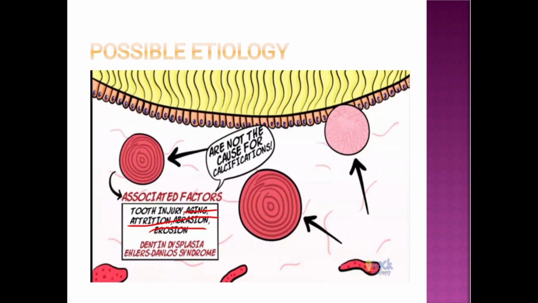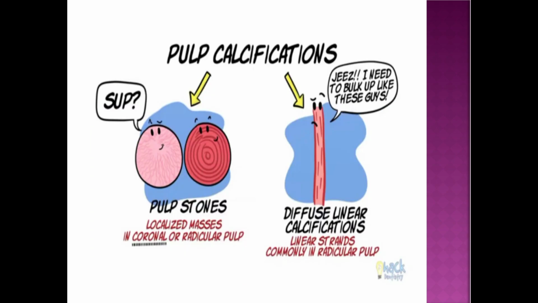Dentine dysplasia, Ehlers-Danlos syndrome. Pulp calcification occurs in those also. Then you have pulp calcification either in linear form or as pulp stones. As we talked about before, there are two types of calcification: either pulp stones or diffuse linear calcification. Pulp stones are localized masses in the coronal or radicular pulp, or there is a linear strand of calcification, commonly in the radicular pulp.